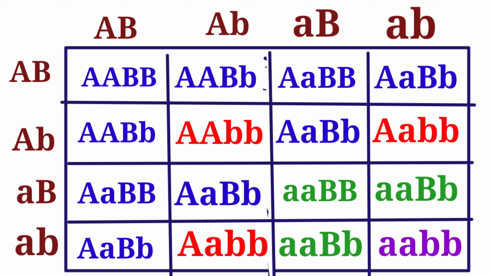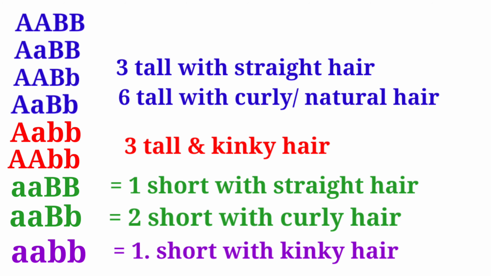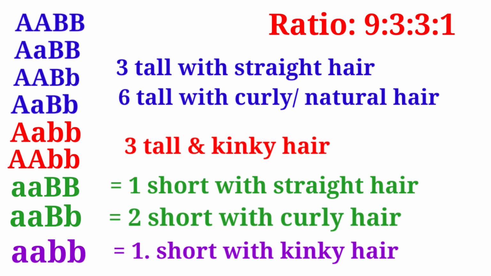Okay, so now we will have the summary. Now the blue colored letters are all tall with the straight hair and tall with the curly hair. And the red colored letters, 3 tall with the kinky hair. And the green colored letters, one short with the straight hair and two short with the curly hair, and the last one is short with the kinky hair. So these are the summary, and then the ratio of this is 9 is to 3 is to 3 is to 1.